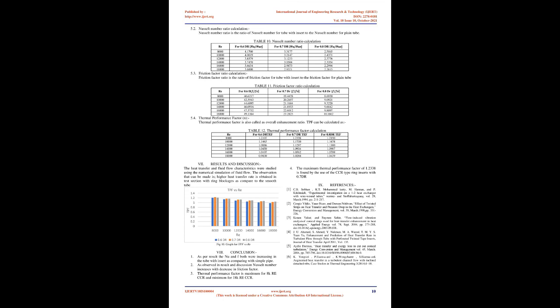8. Conclusion. 1. As per the results, Nu and f both were increasing in the tube with insert as compared with the simple pipe. 2. As observed in the results and discussion, Nusselt number increases with increase in friction factor. 3. Thermal performance factor is maximum for 8K Re CCR and minimum for 18K Re CCR. 4. The maximum thermal performance factor of 1.2338 is found by the use of the CCR type ring inserts with 0.7 DR.